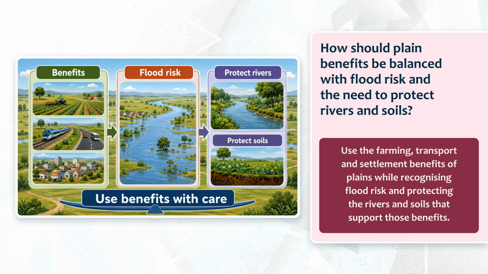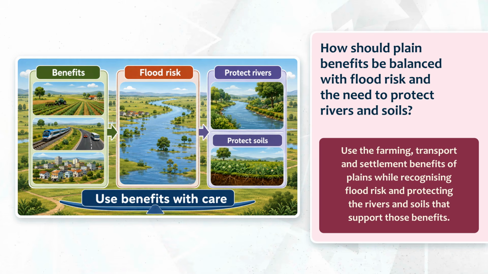Use one clue from each column. How should plain benefits be balanced with flood risk and the need to protect rivers and soils? The three columns combine into one judgment. Use the farming, transport, and settlement benefits of plains while recognizing flood risk and protecting the rivers and soils that support those benefits. The image balances opportunity, risk, and care.